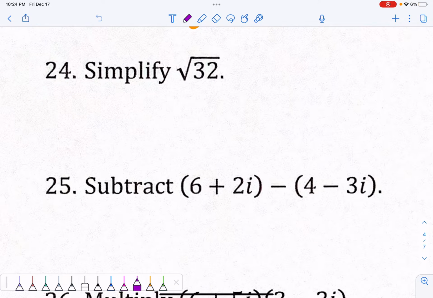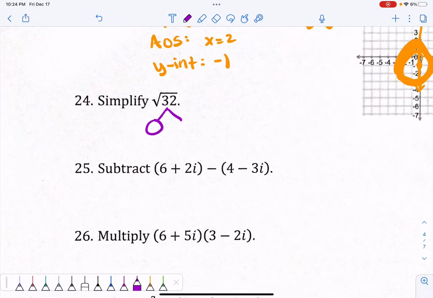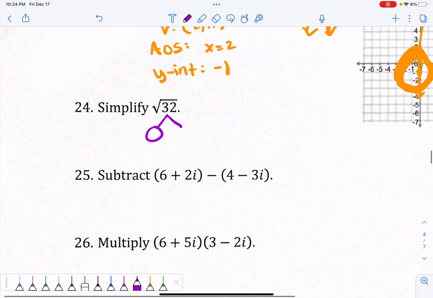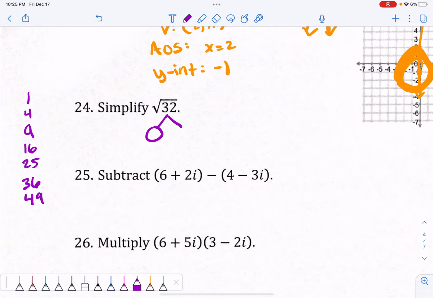Number 30, the square root of 32, do not write that as a decimal. You need to break it down into the two pieces. So you're trying to find, in the square root of 32, the numbers that come out as perfect squares. Perfect squares would be like 1 squared is 1, 2 squared is 4, 3 squared is 9, 4 squared is 16, then 25, 36, 49, 64, 81, and 100. Those numbers are what you're looking for to go into 32.